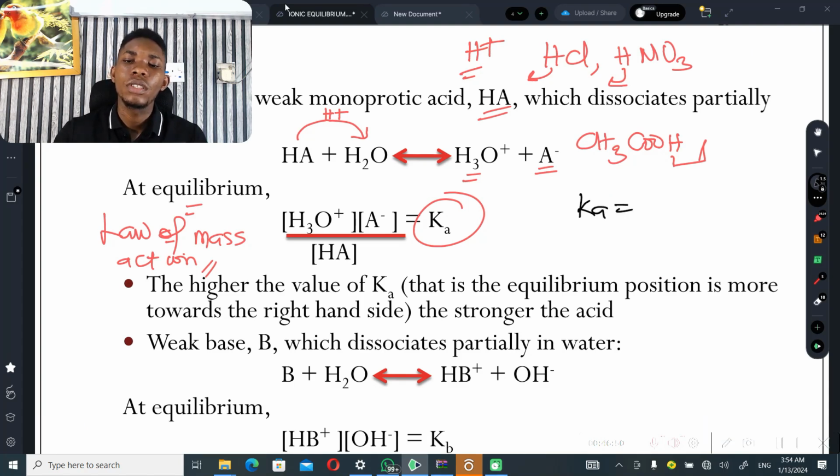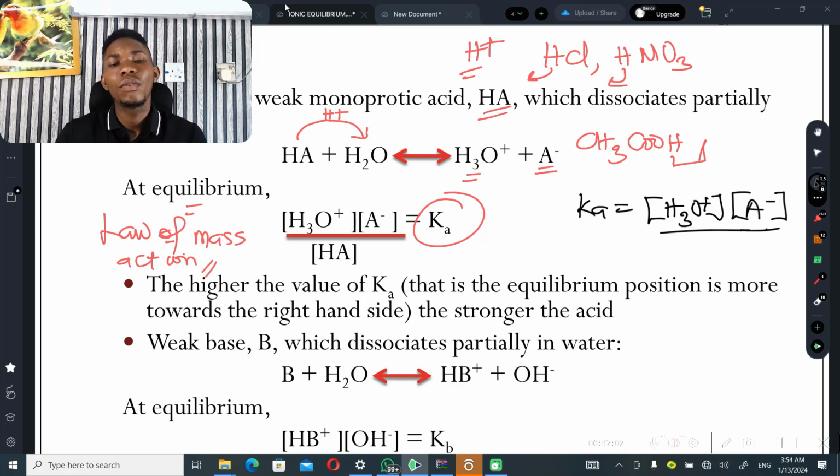Ka will be the concentration of the products. The first thing you have here is H3O+. When you use brackets like this, you are talking about concentration. There you have the A- concentration divided by that of the reactant. Now the reactant, as you can see, you only have HA there.